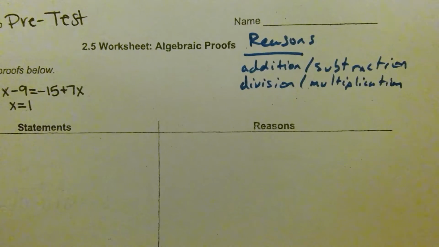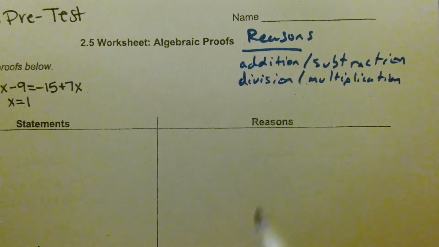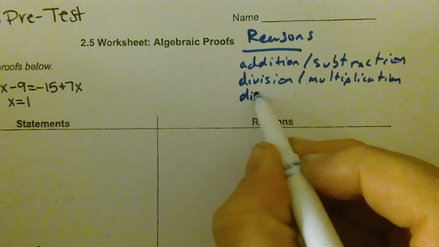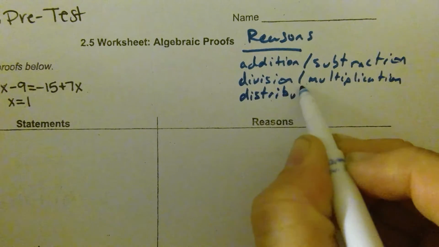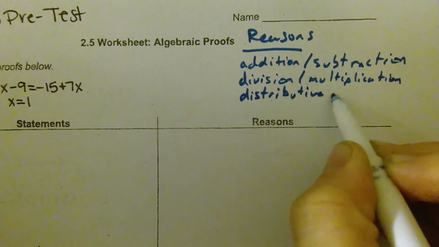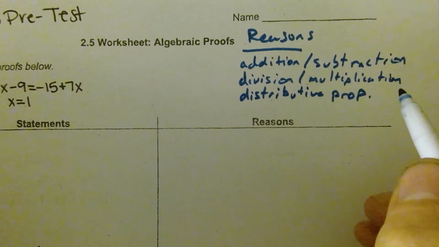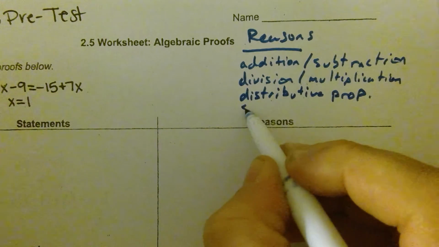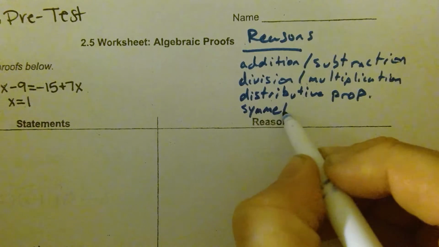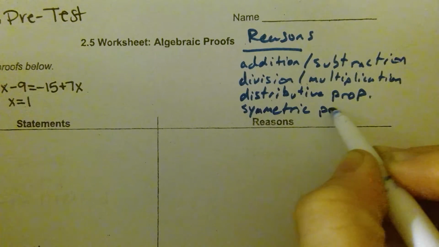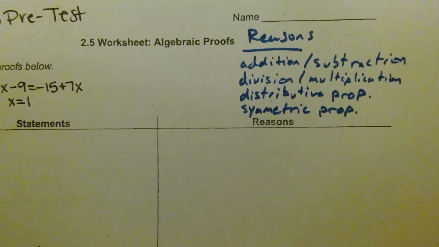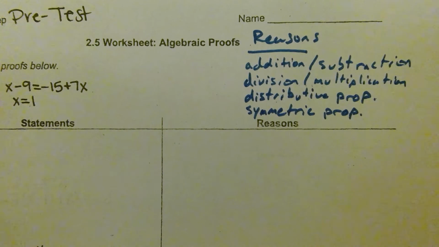We also have the distributive property. That's going to come up frequently. And then we have the symmetric property. We might see the symmetric property today, we might not. It's kind of simple in what it is, but it is important to be able to show it.